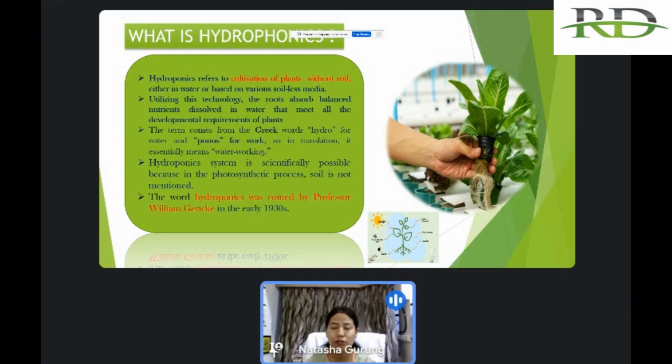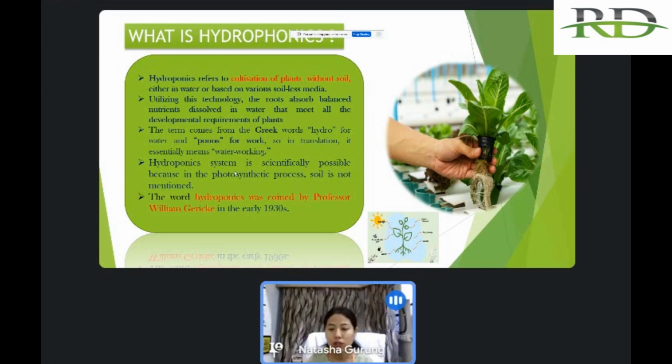The main important thing to highlight in hydroponics is that we are growing a crop in a soilless media, and the media can be water based, and it can also be solid based. In the solid base we use certain substrates, that is vermiculite and perlite, along with the nutrients. The word hydro comes from the Greek word, and ponos also comes from the Greek word, which means water working.